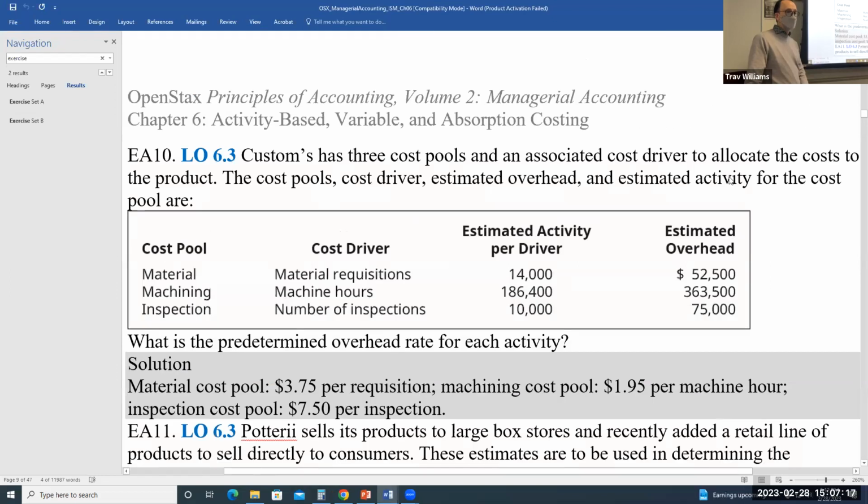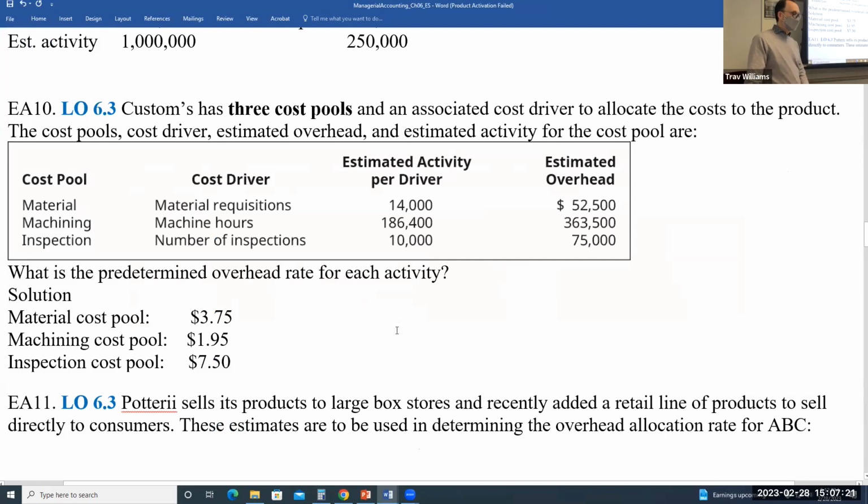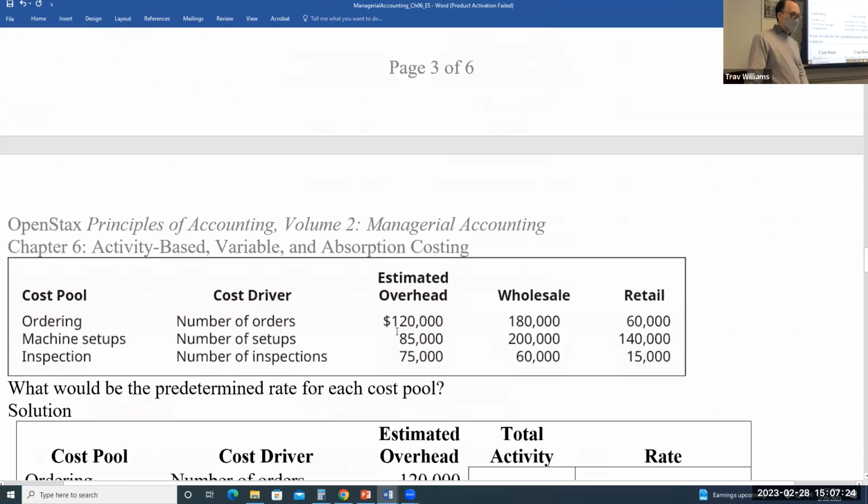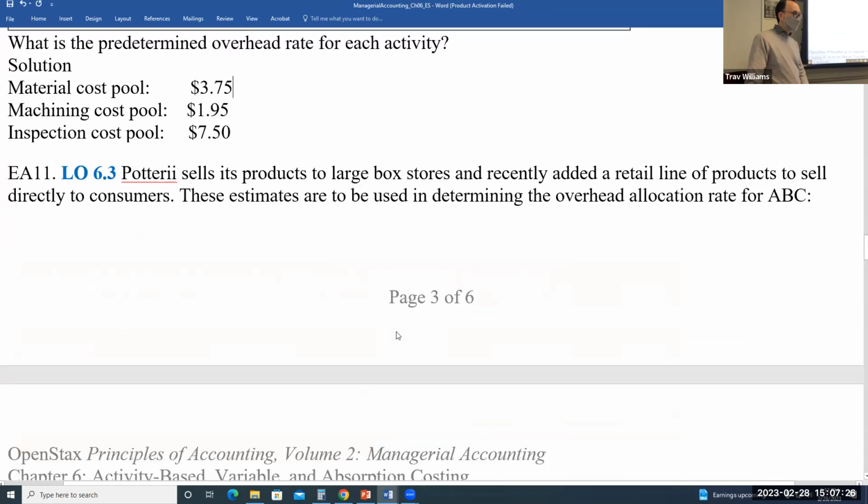$375, $1.95, $7.50. Okay. Well, that was easy too. Take a look at number 11 here.